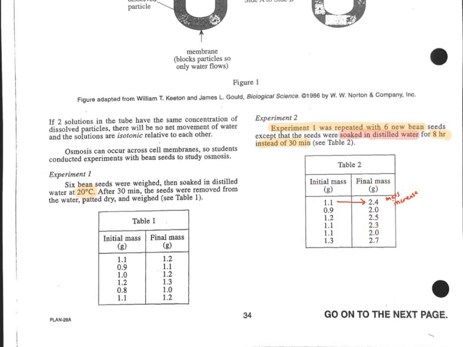Experiment 1, they soaked some beans in water for 30 minutes, and they looked at the mass before they soaked them and the mass after. They were soaked for 30 minutes at 20 degrees Celsius. And you should notice that the mass went up, but not much. And experiment 2, they did the exact same thing, but they did it for 8 hours instead of 30 minutes. So one of the things you may notice off the bat is that the mass is much, much bigger than it was in experiment 1.